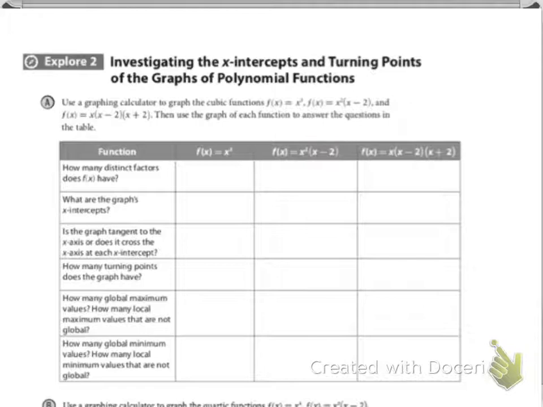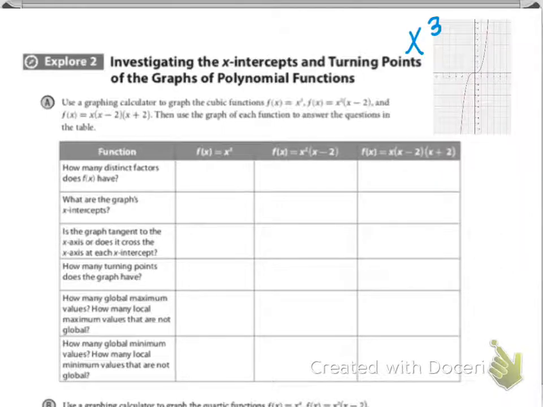So here's what the graphs would look like, and you can also put them in your calculator along with me. You could just do them one at a time. We'll just do the x cubed first. We kind of already know what that one looks like. So this is the graph of x cubed. And let's see if we can answer all these questions on that.